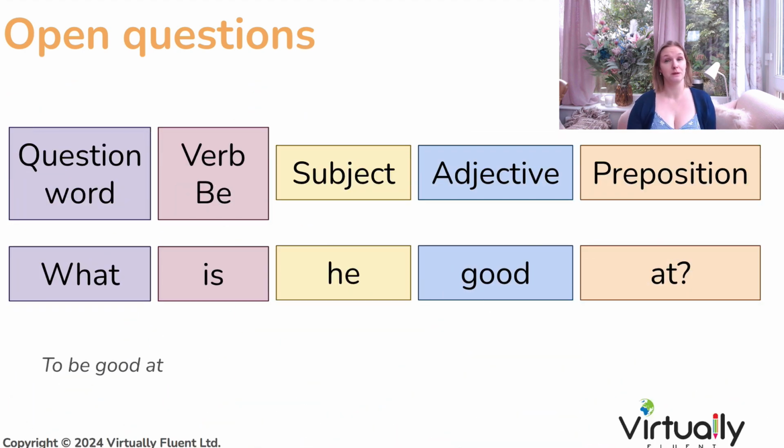When we use the verb to be, because we don't actually have another verb, it tends to be an adjective plus a preposition, a dependent preposition. In this case, to be good at something. So my question is, what is he good at? Again, the preposition is at the end. The structure is the same.